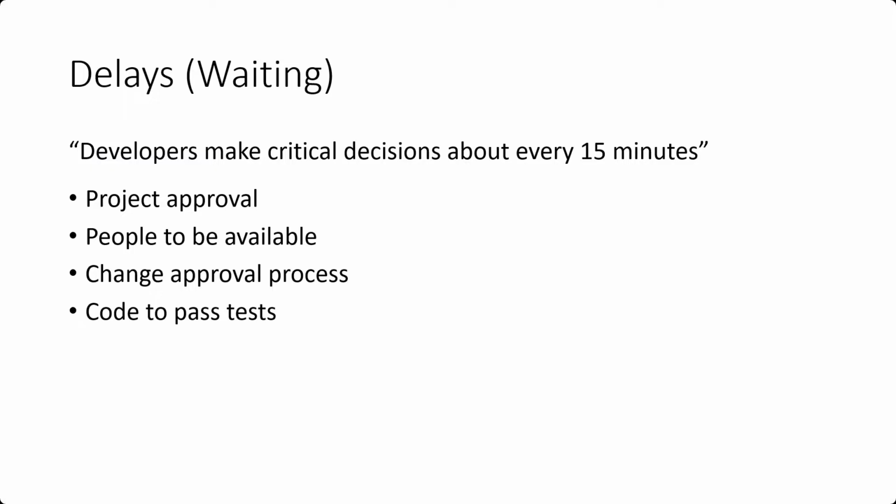I can't remember where I got this from, but there's an assertion that developers make critical decisions about every 15 minutes. And for the most part, a lot of those decisions can be made by the developer by themselves. But if external requirements, approvals, or information are needed, all of those things can cause delays.